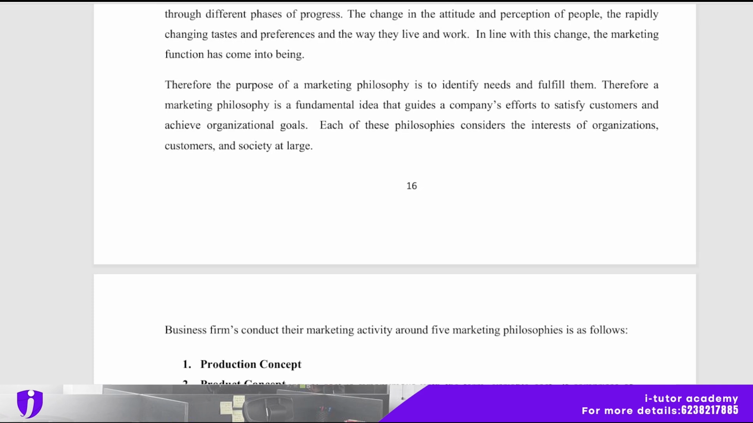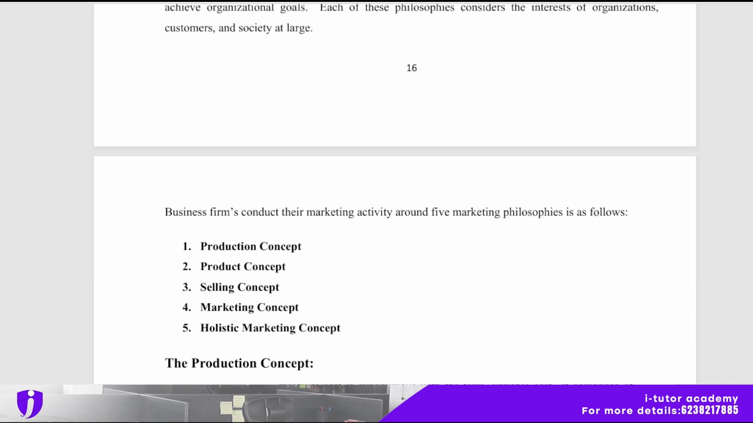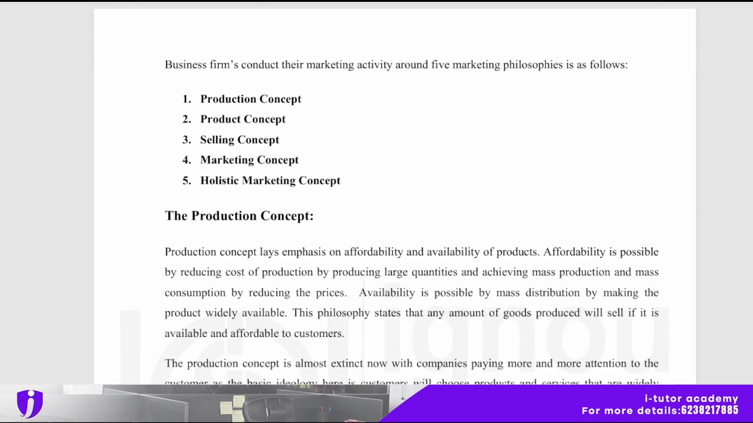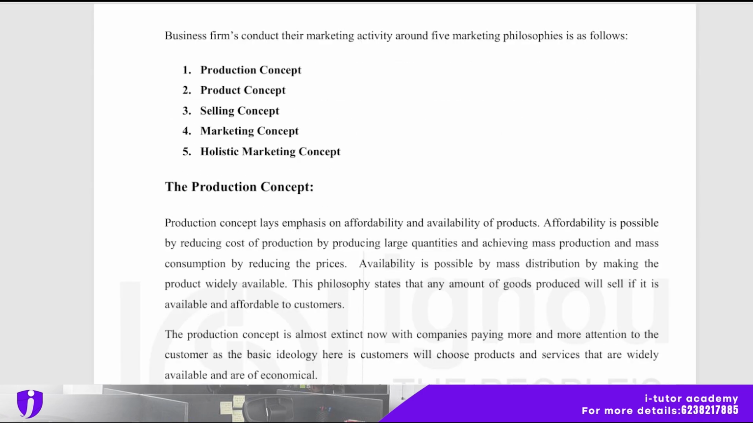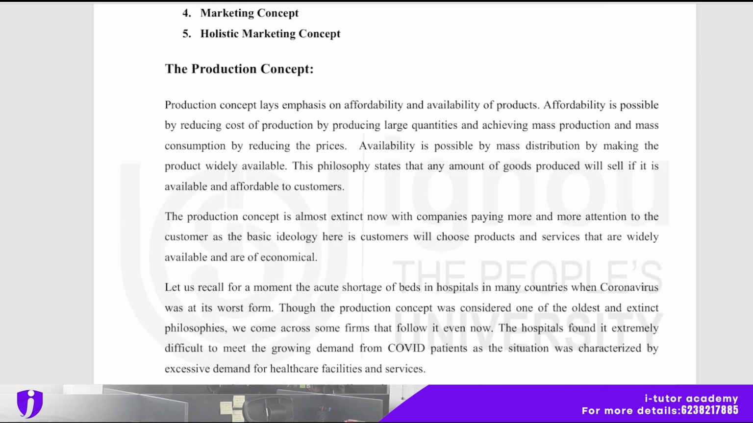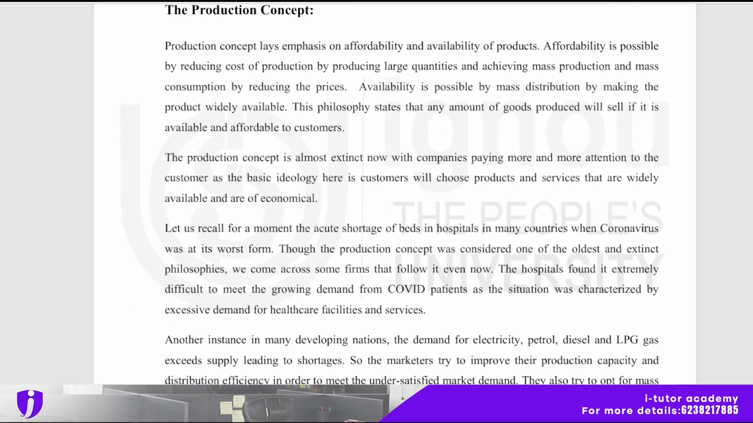Therefore, a marketing philosophy is a fundamental idea that guides a company's effort to satisfy customers and achieve organizational goals. Next, business firms conduct their marketing activity around 5 marketing philosophies, as follows. First one is production concept, product concept, selling concept, marketing concept, holistic marketing concept. The production concept lays emphasis on affordability and availability of product.